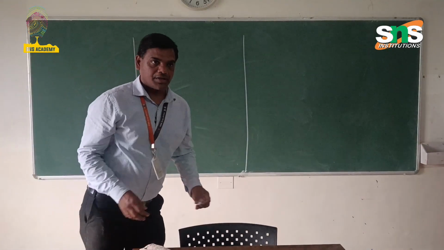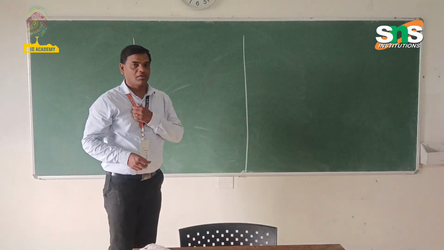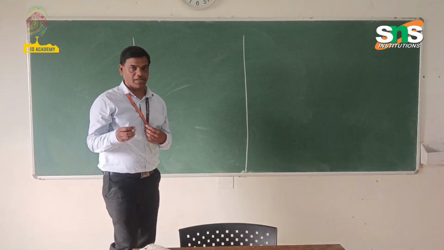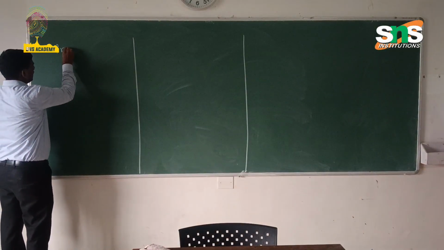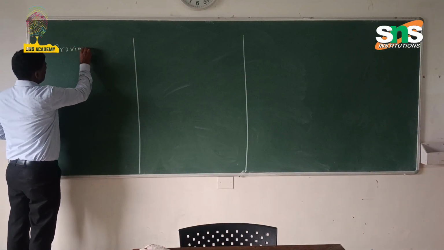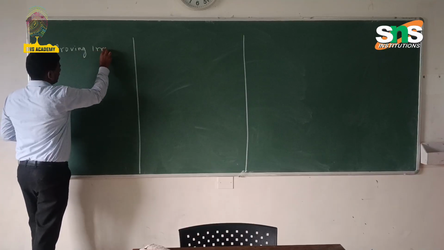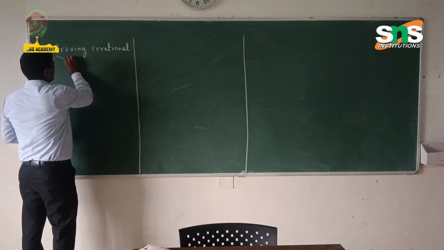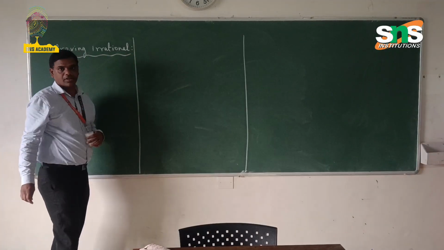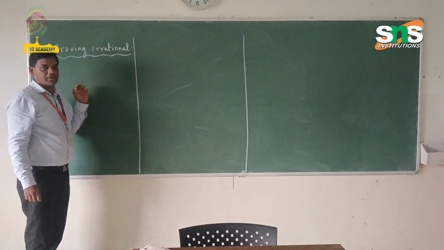So hello students, to continue from the previous class, today we are going to discuss proving irrationality. There are different types of sums based on this proving relation. We are going to see them one by one.